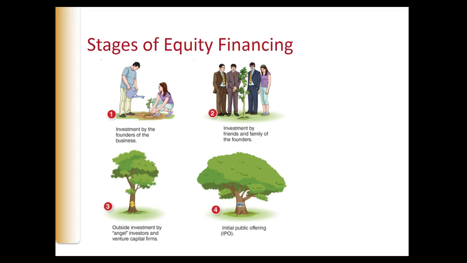Most corporations do not consider issuing stock to the general public, which is like going public, until their equity financing needs exceed $20 million. Now, the first time a corporation issues stock to the public, it is called an initial public offering. We call it an IPO.